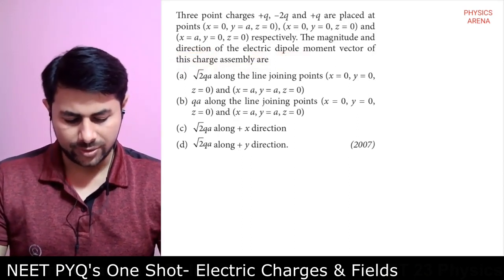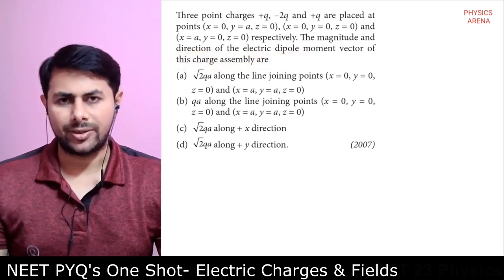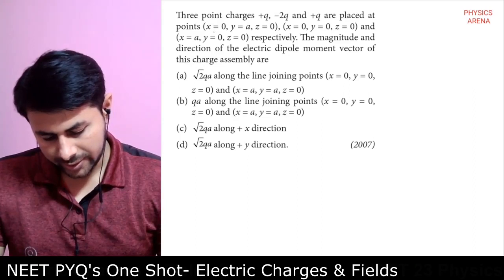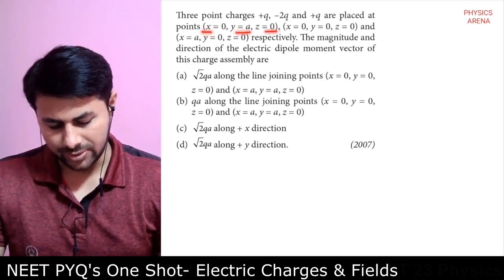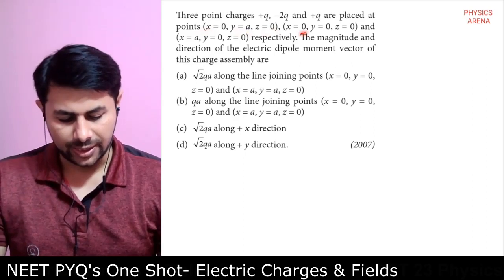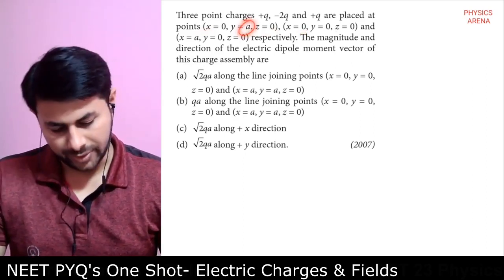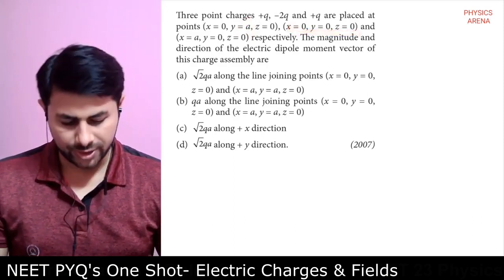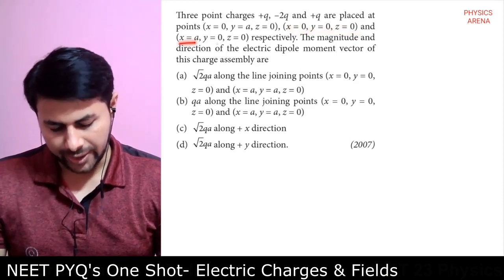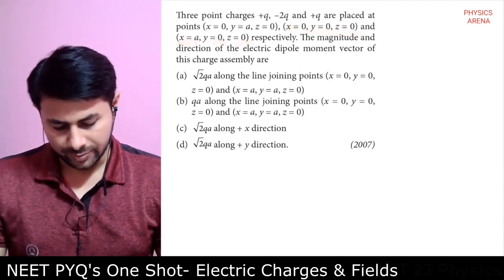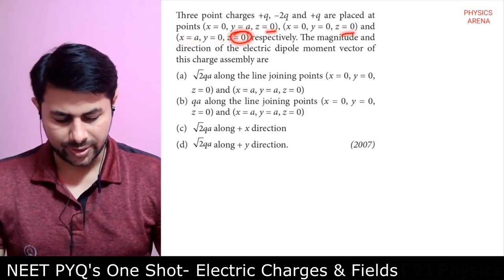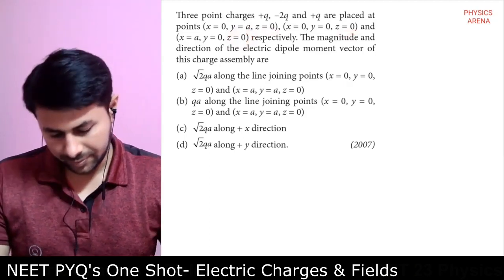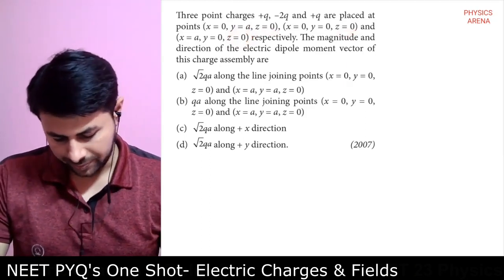So we want to find out the resultant dipole moment of these charges. First charge is at x equal to 0, y equal to 0, z equal to 0. Second one is at y equal to a. This one is at origin. And the third is at x equal to a, y equal to 0, z equal to 0. So the z coordinate for all three is 0. That means the charges are kept in the xy plane only, right?